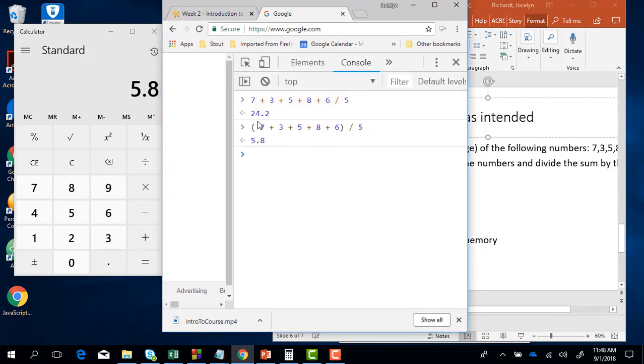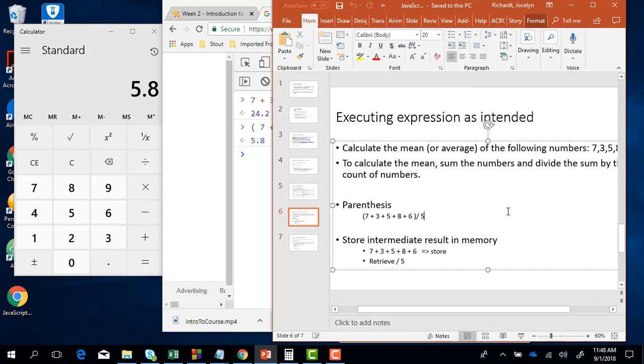We're saying first add all these numbers together, and you're telling the JavaScript processor to do that addition first by putting these parentheses, and then go ahead and do the division. So that's one of the ways we can change how the mathematical expressions are evaluated. By putting in parentheses, we can tell it explicitly, yes, do that addition first, and then do the division.